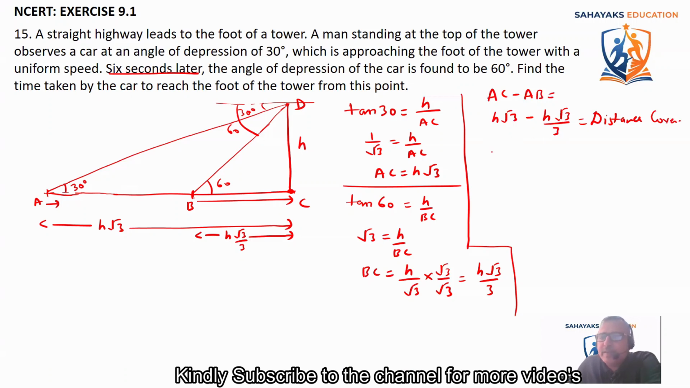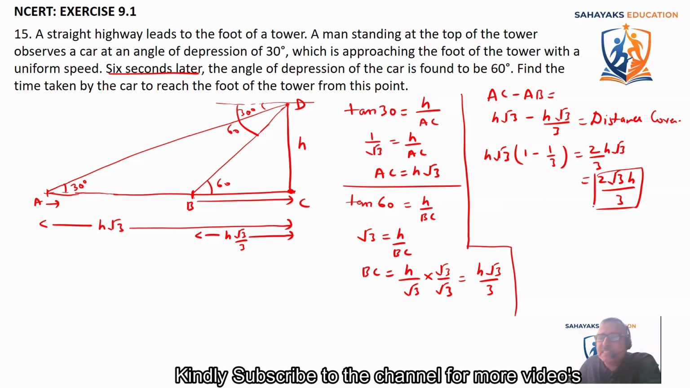If I take h root 3 common, it becomes 1 minus 1 by 3, which is 3 minus 1 by 3, so it becomes 2 by 3. 2 by 3 into h root 3, or you can say 2 root 3h divided by 3. So this is the distance traveled by the car in 6 seconds.